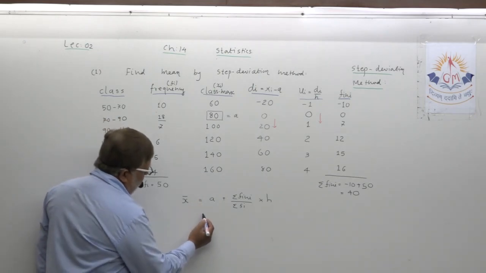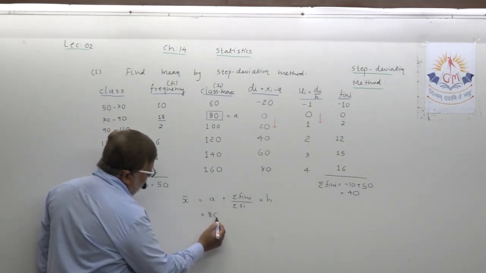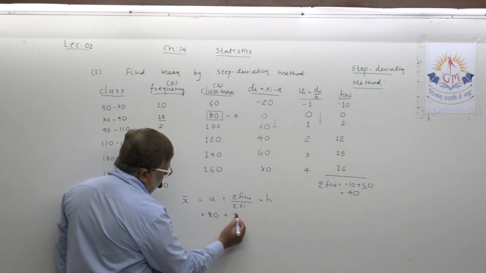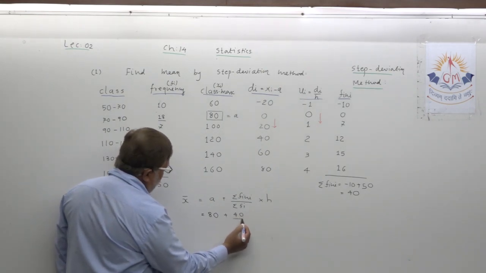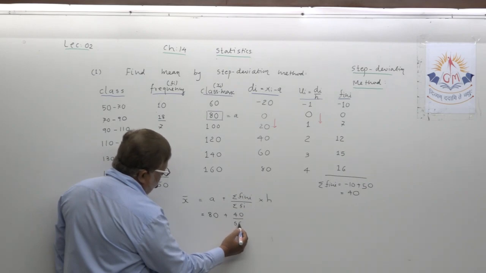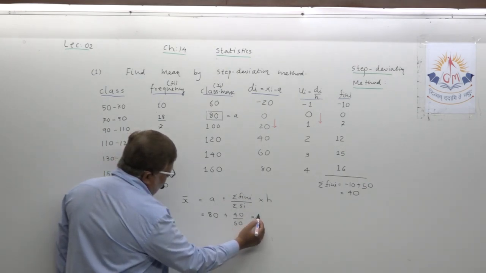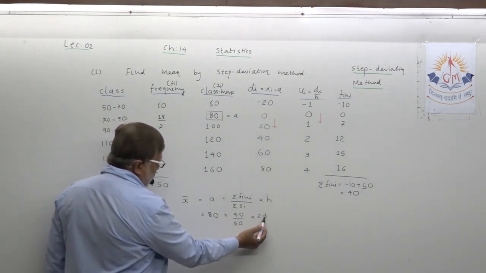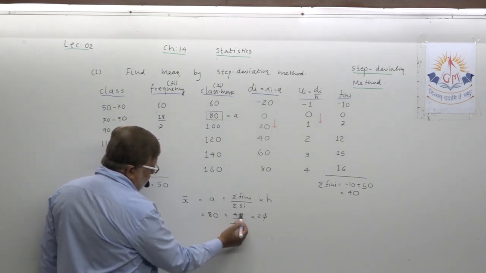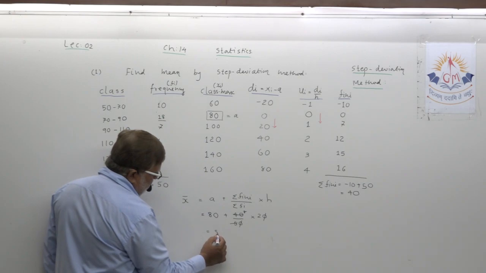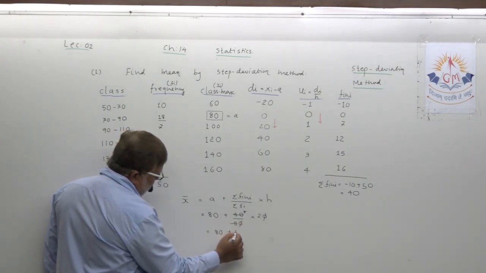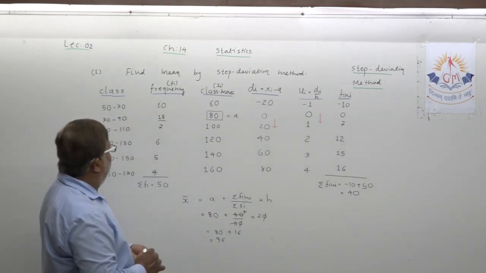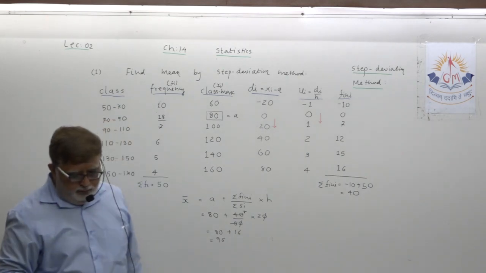Let us substitute the values. 80 plus sigma Fi ui, that is 40, upon sigma Fi, that is 50. The class height you all know, that is 20. Cancel whatever is possible. So this is now 80 plus 16. So your final answer for the mean is 96. Okay. Verify this properly, dear student.